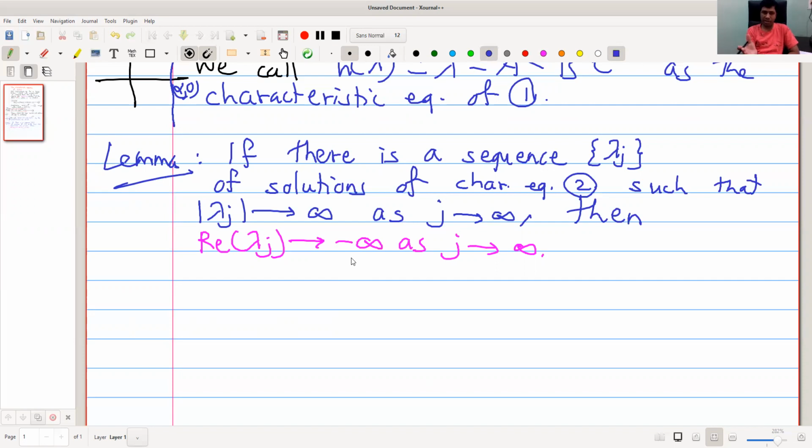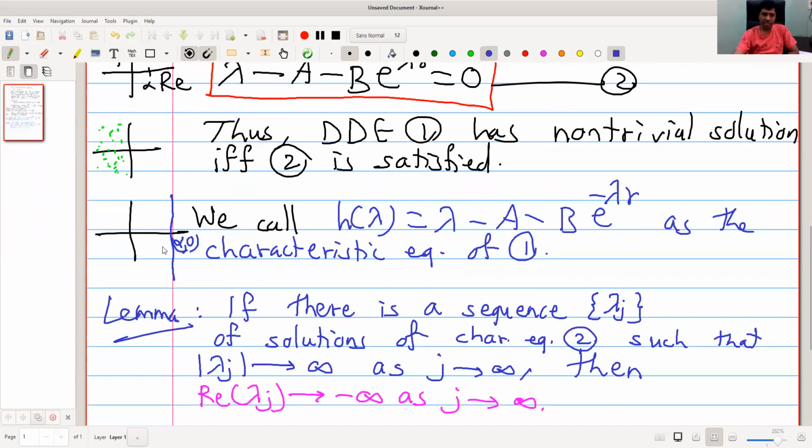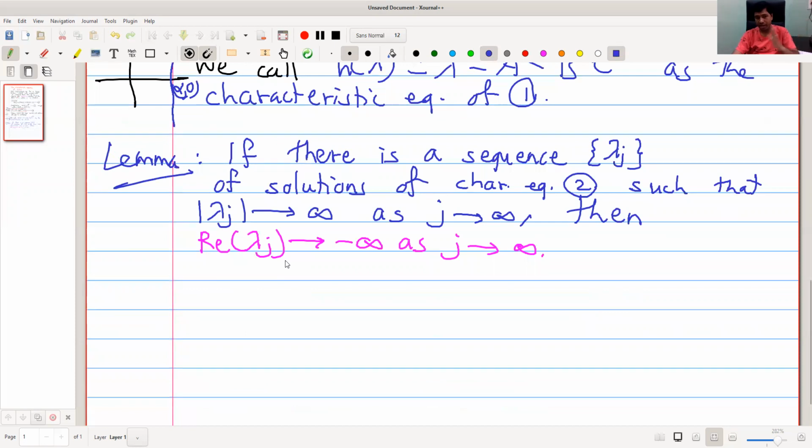What is meant by real part tending to minus infinity? It means these values are going to the left of the vertical axis, the vertical y-axis. So there are very few eigenvalues on the right hand side of the vertical axis, that means with positive real part. Almost all eigenvalues will have negative real part. There are some more things.